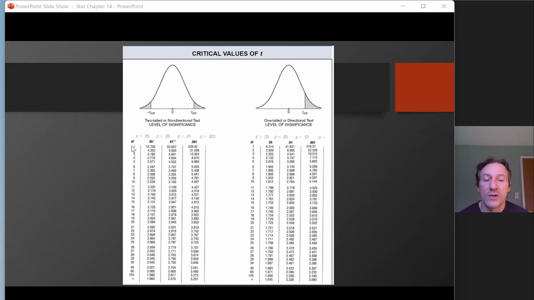And so our degrees of freedom, again, is going to be N1 plus N2 minus 2. So it's going to be a 4. And let's just say we're doing two-tail, 0.05, so that we look over at this 4, and it is 2.77.